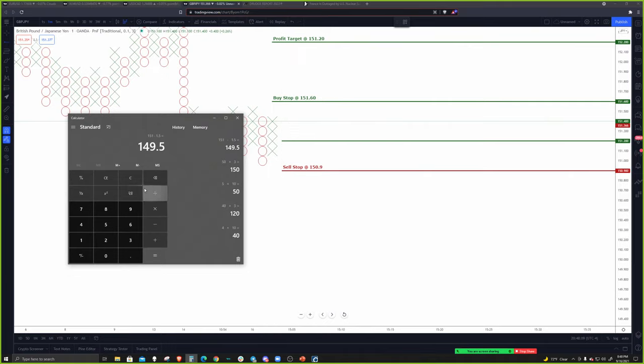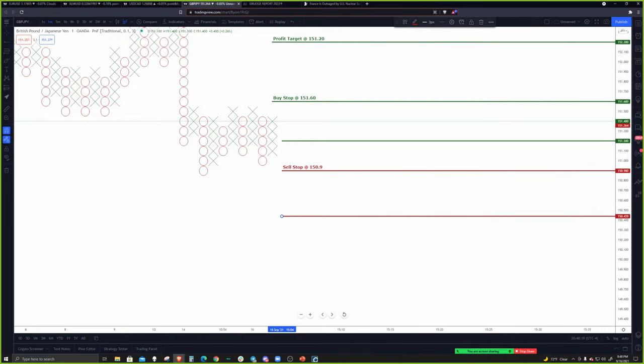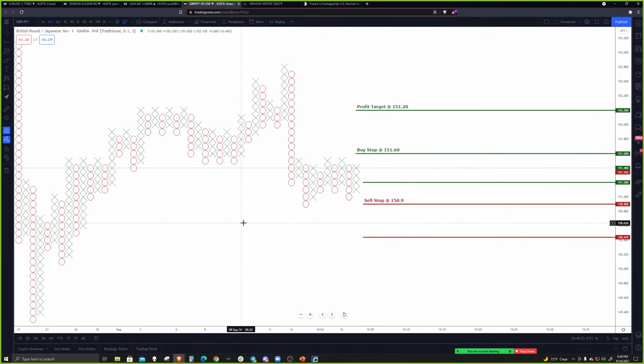149.5. No. Why does that not seem right? Well, whatever. But that's how you calculate the target. No, yeah, you're right. You got it. Thanks for putting that in there. Okay. And again, the stop is there. So that's on the pound yen.